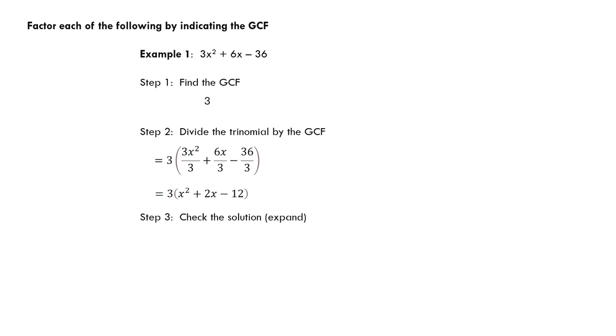Now, if we want to check to see if we've done this correctly, we can work in reverse. We can simply expand what we have. So we take that 3 bracket x squared plus 2x minus 12 and expand it out, and we should arrive at our initial polynomial. If you look up at the top, you'll see that, yes, by expanding this, we did end up with 3x squared plus 6x minus 36. So we can be comfortable knowing that 3 bracket x squared plus 2x minus 12 is the correct answer.